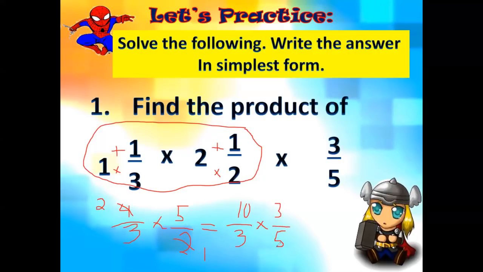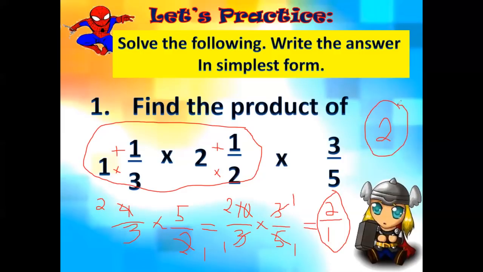Here, we can do cross cancellation. 3 and 3 can be divided by 3, so 3 divided by 3 is 1, and 3 divided by 3 is 1. Then we can also cross cancel 5 and 10. It's divisible by 5. 5 divided by 5 is 1. 10 divided by 5 is 2. So 2 times 1 is 2, then 1 times 1 is 1. 2 over 1 is the same as 2. So the final answer is 2.